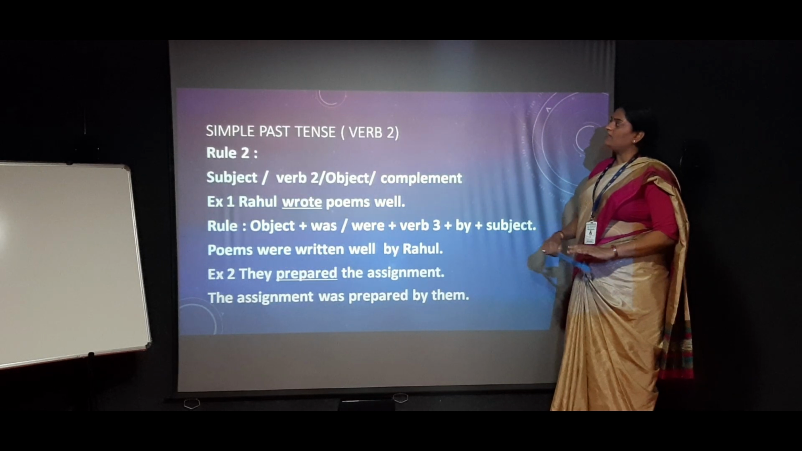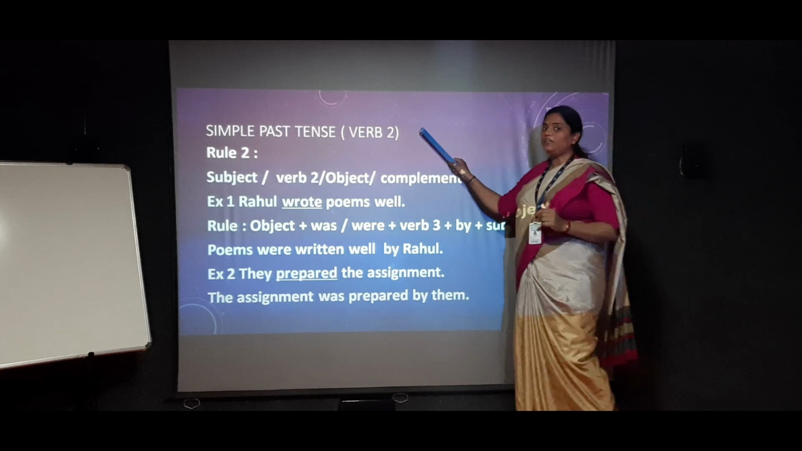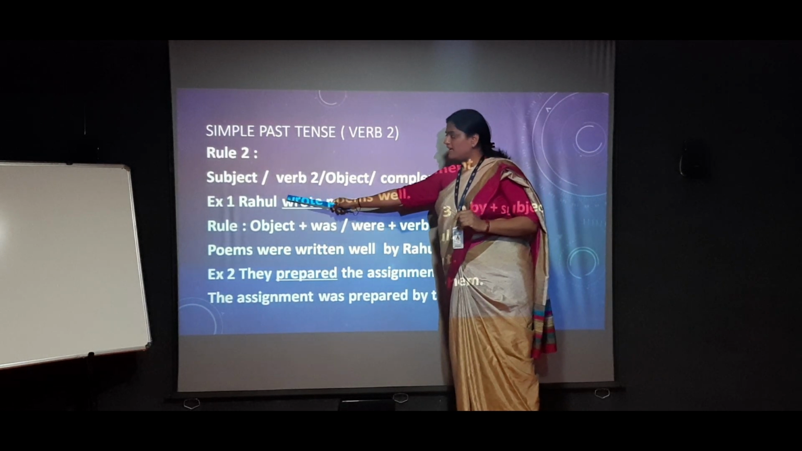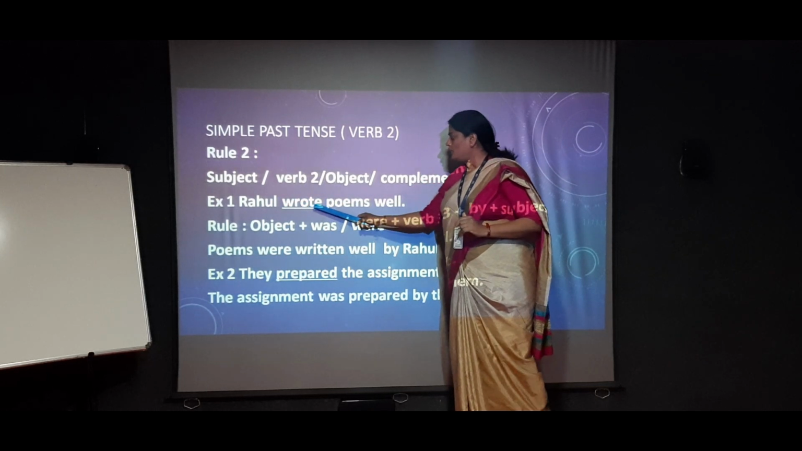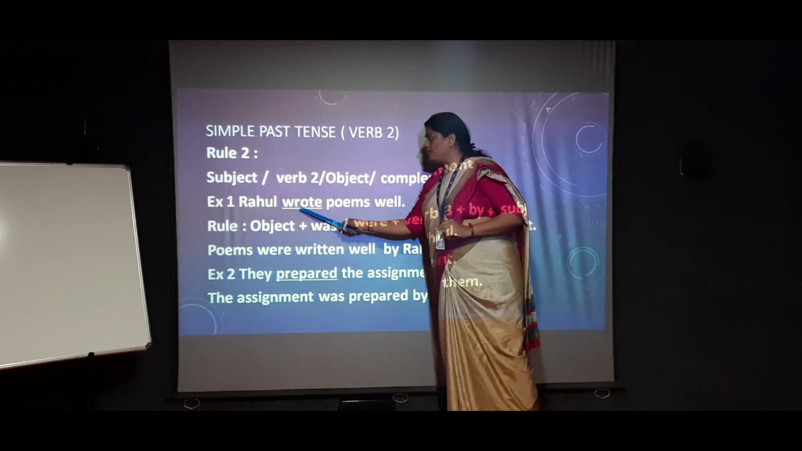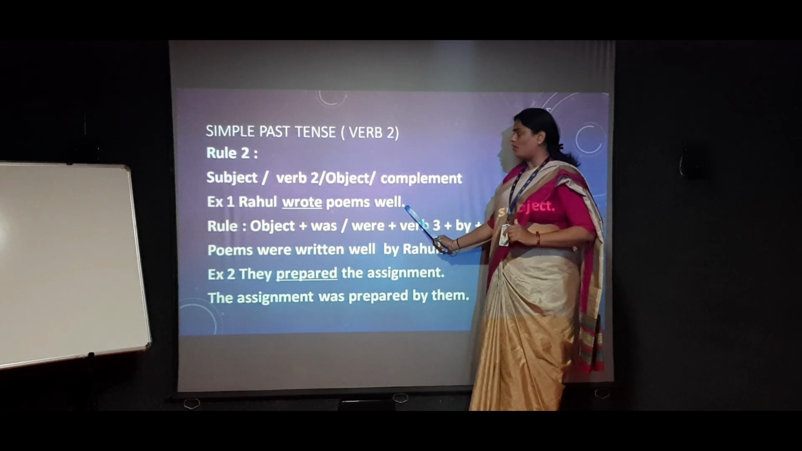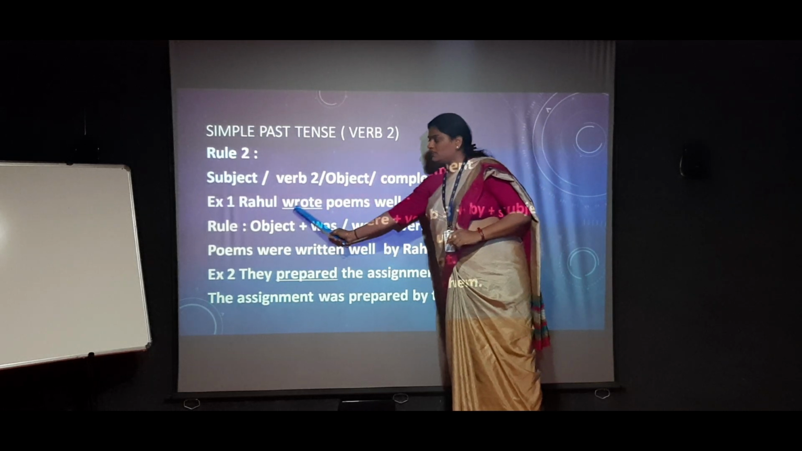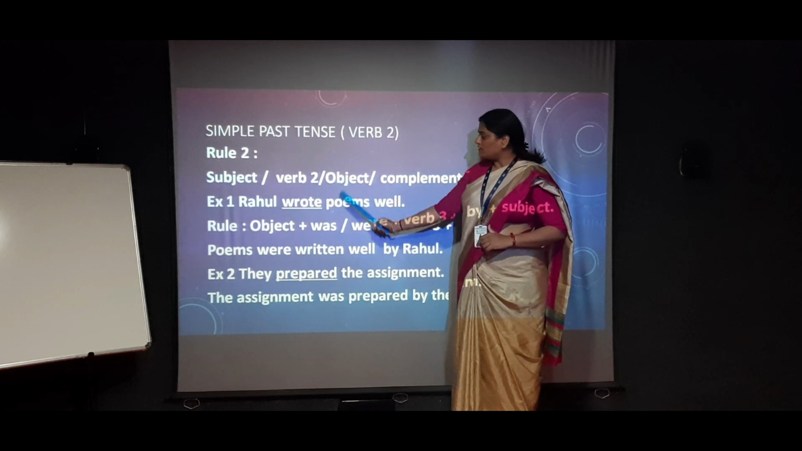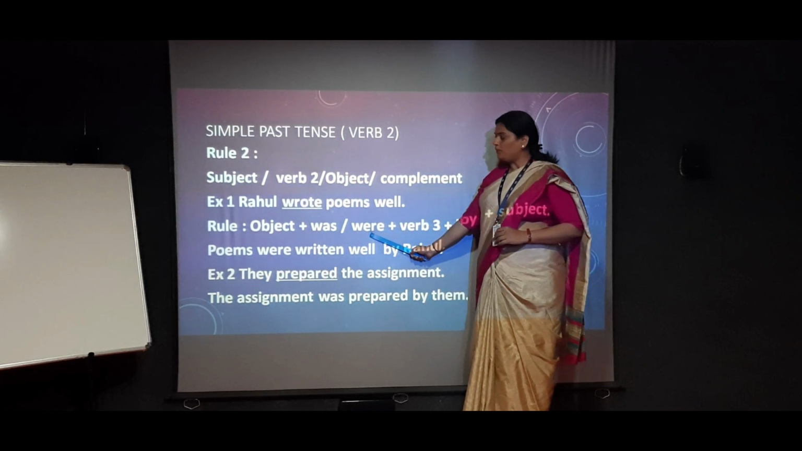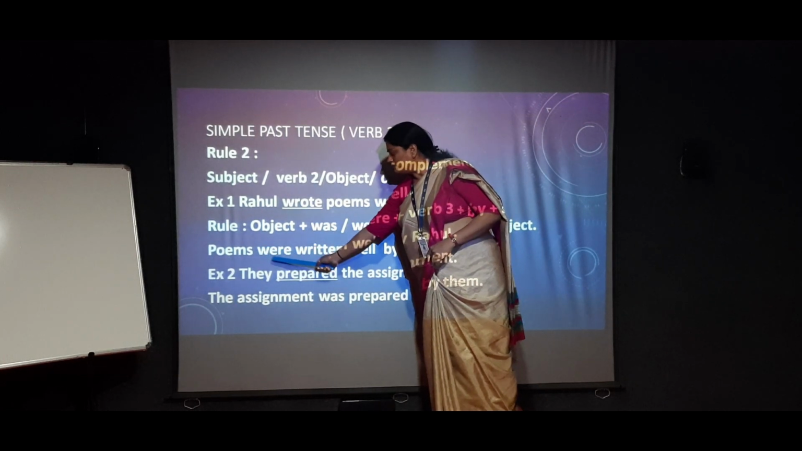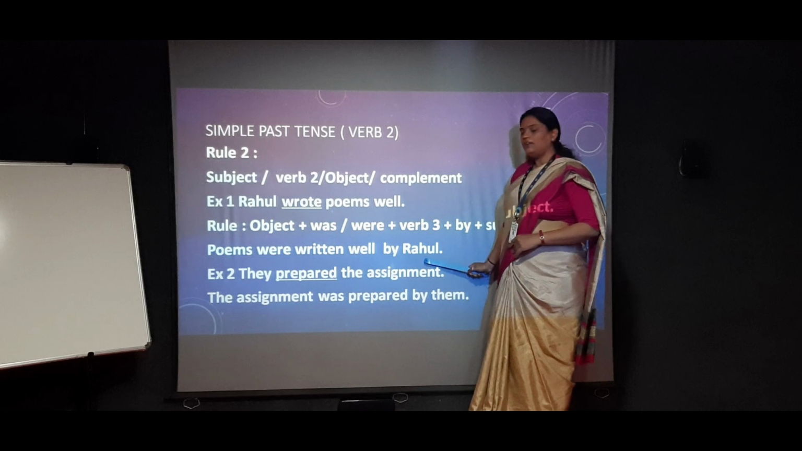Now the next tense is simple past tense. What is the identity of simple past tense? V2 is used. First we will see the sentence. Example, Rahul wrote poems well. Let's divide the sentence into three parts: subject, verb, object, and this is called complement. So our object goes in the place of subject. My object is poems. So was is used with singular and were with plural. Poems are plural, that's why I have selected were. Poems were written well by Rahul.